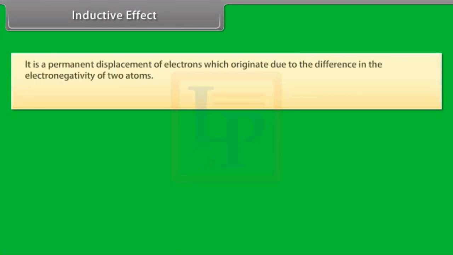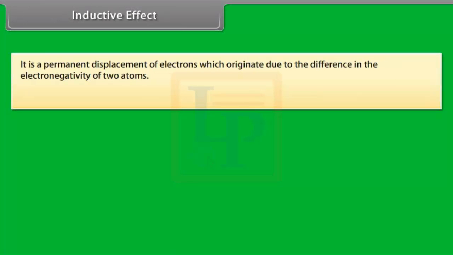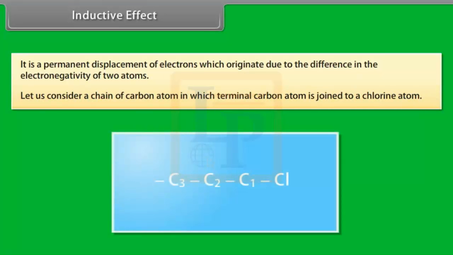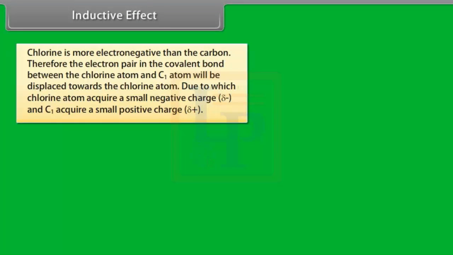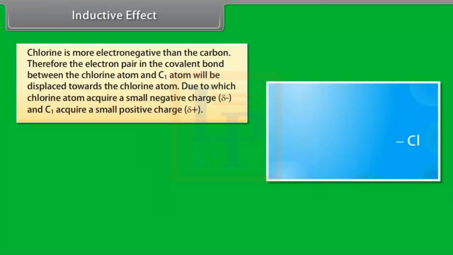Inductive effect. It is a permanent displacement of electrons which originates due to the difference in the electronegativity of the two atoms. Let us consider a chain of carbon atoms in which the terminal carbon atom is joined to a chlorine atom. Chlorine is more electronegative than carbon. Therefore, the electron pair in the covalent bond between the chlorine atom and C1 atom will be displaced towards the chlorine atom, due to which chlorine atom acquires a small negative charge and C1 acquires a small positive charge.